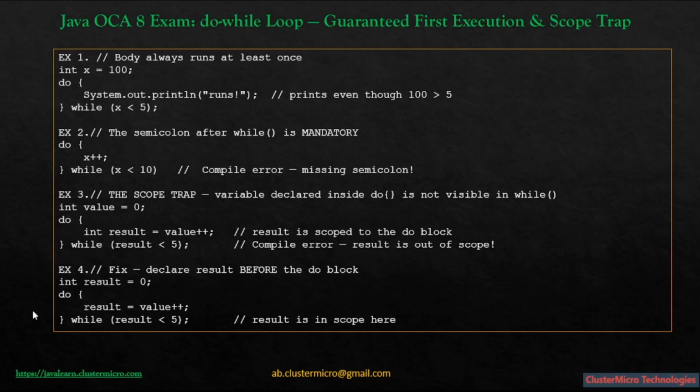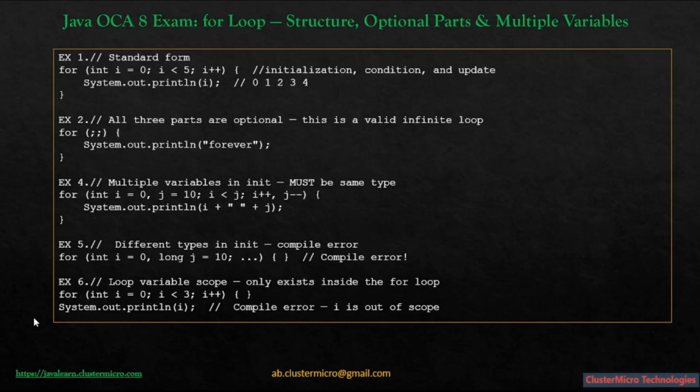This way, the variable is in scope for both the loop body and the condition. Okay, so the next slide is the for loop: structured, optional paths, and multiple variables. The for loop has three components in its header: initialization, condition, and update. Think of the for loop as a compact version of the while loop we just talked about, where everything you need is packed right into one line.